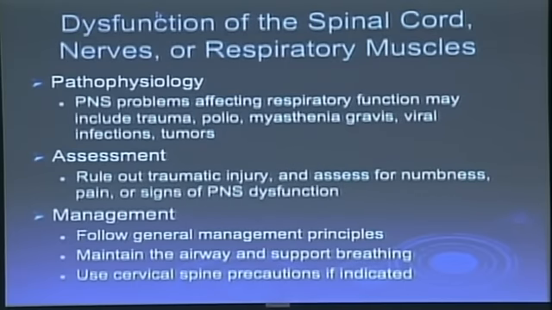Spinal cord and peripheral nervous system problems that can affect respirations are trauma, polio, myasthenia gravis, other viral infections, tumors, and traumatic injury. Your management of that sort of thing is maintain airway, support breathing, and cervical spine precautions if we're dealing with a potential trauma.